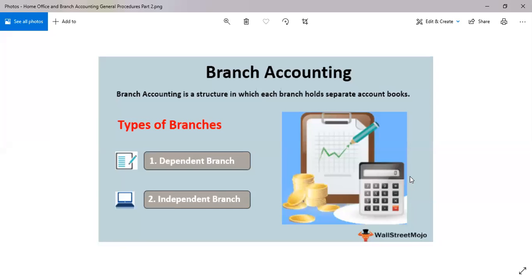Good day, everyone. This is our continuation of discussions about home office and branch accounting general procedures part 2. So we are going to look into the accounting for branch operations. Then that's going to be the journal entries, then the preparation of the combined financial statements of home office and branch respectively, as again we combine the financial statements. So let us go to our source now.